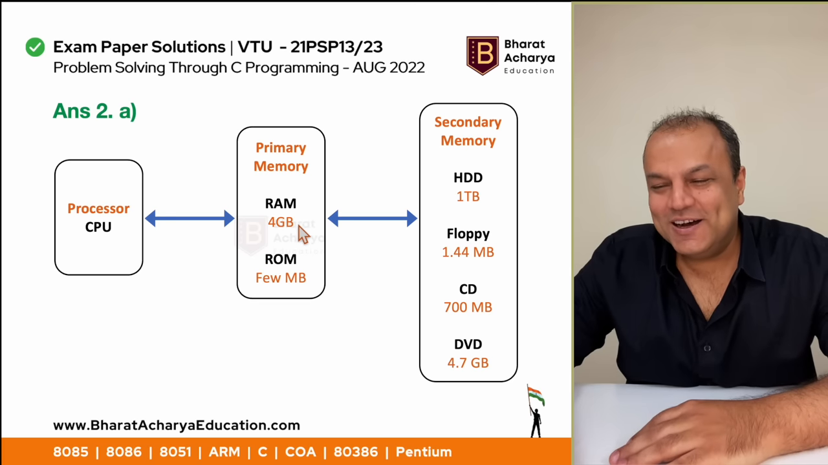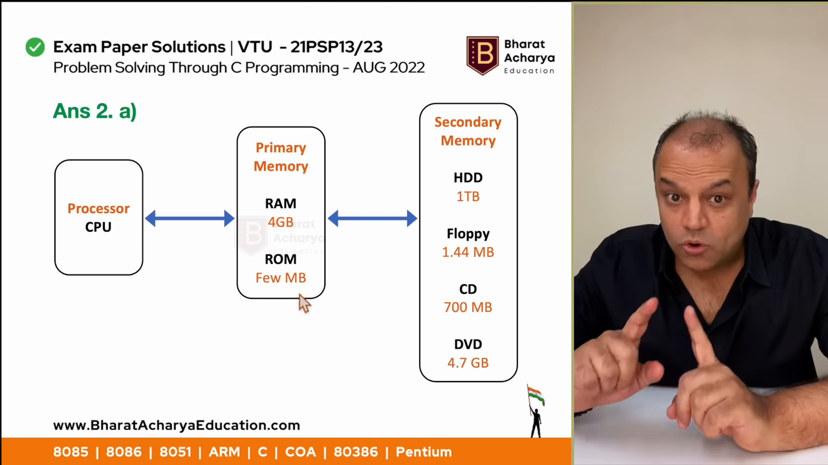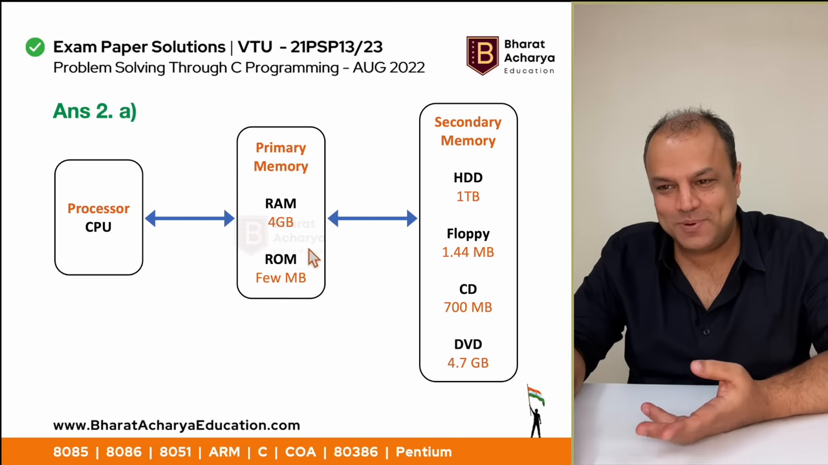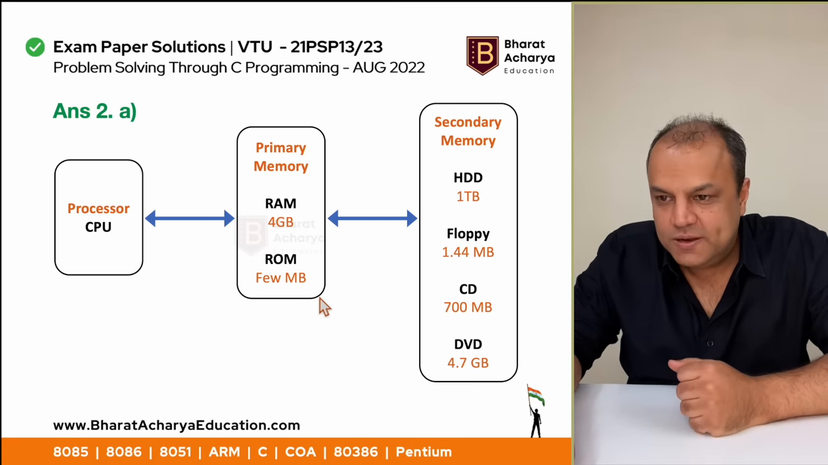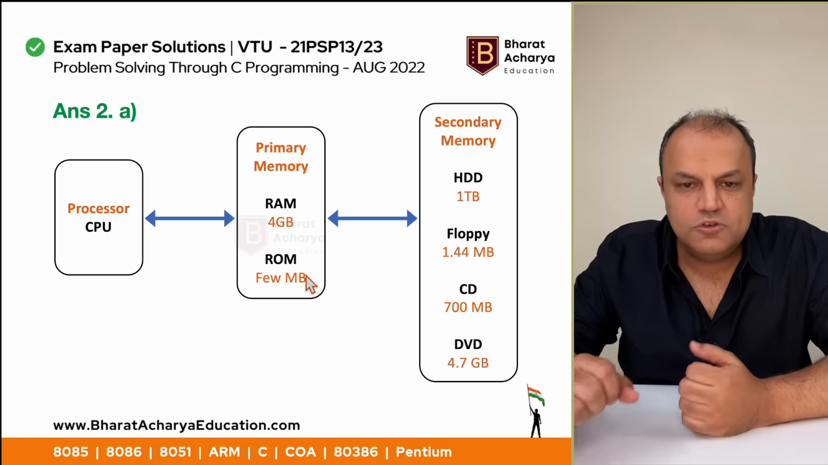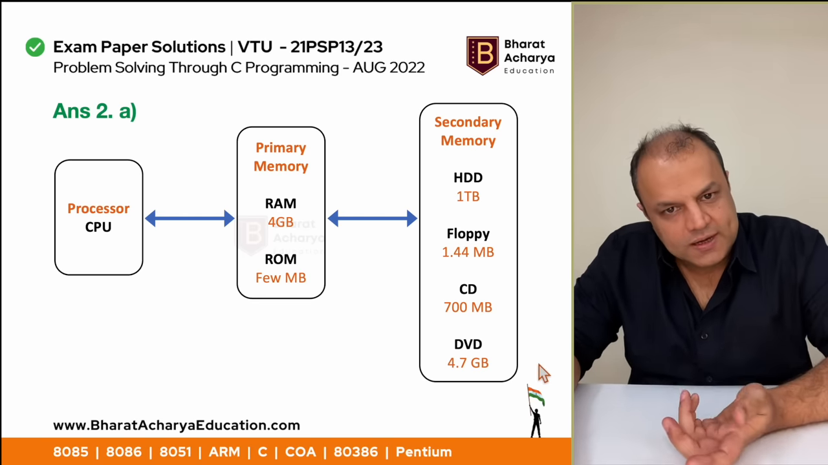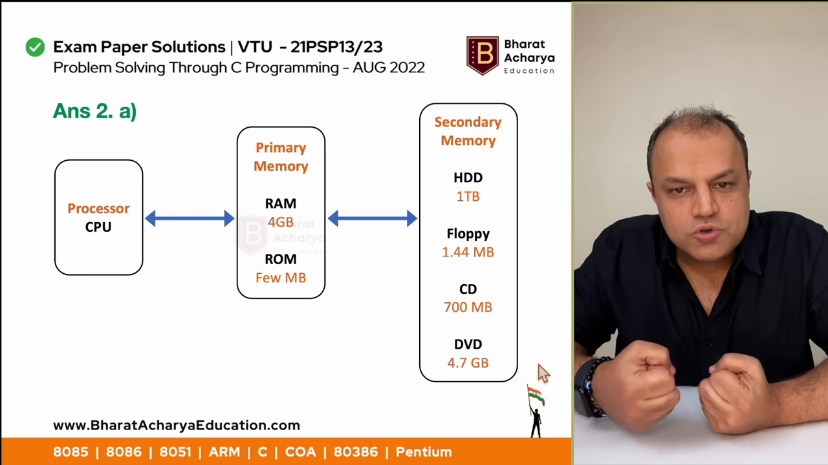Coming back. So, though that negligible ROM is very useful, it's very small in size. Main primary memory is RAM. So this was primary memory. To be honest, this was the memory that was used by the initial processors. Secondary memory is invented for having more storage capacity.